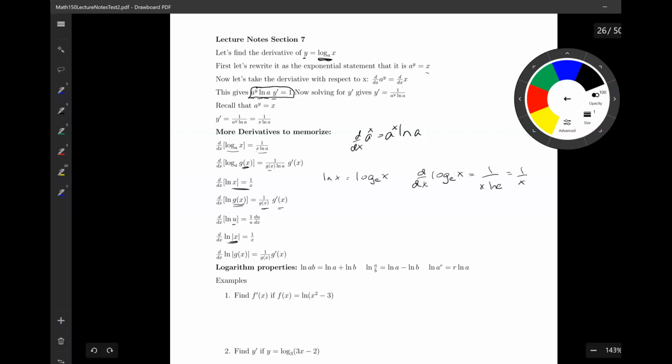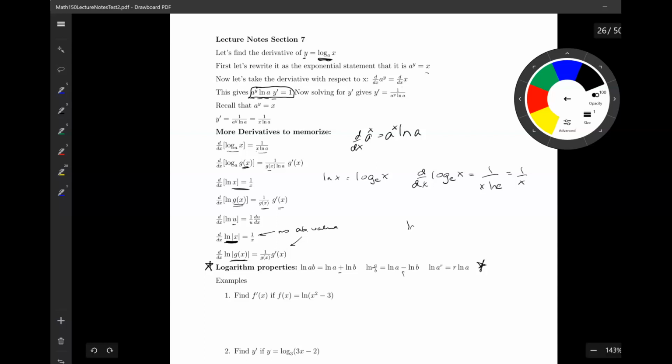It doesn't matter if there's an absolute value in the ln before you take the derivative. There is no absolute value in the answer. Make sure you know that. If I have the derivative of the absolute value of g of x, there's no absolute value in this answer either. Make sure you know these log properties. They're really important. If there's multiplication inside, it's addition outside. Division becomes subtraction. And the exponent can come down.